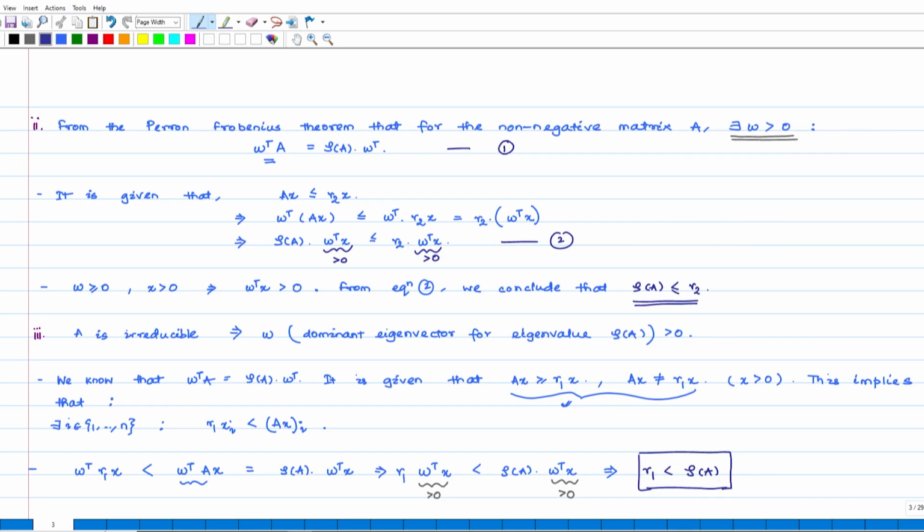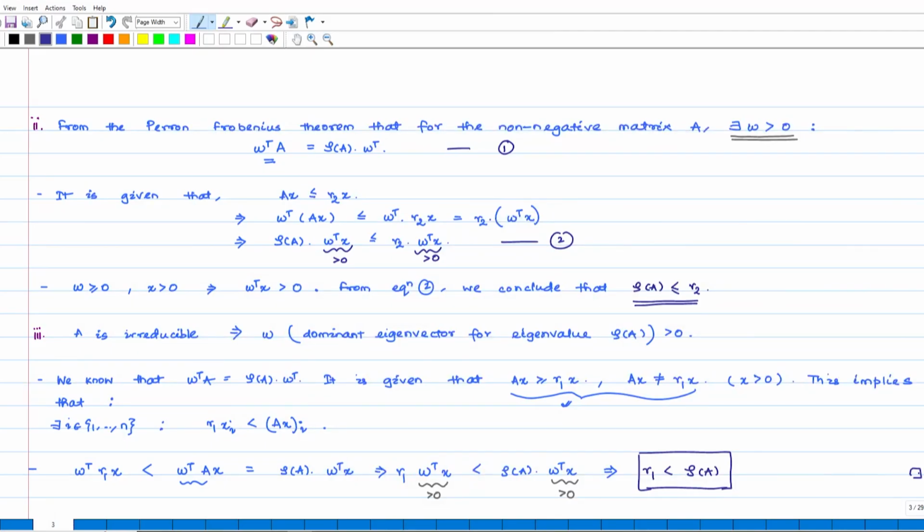In a similar manner, we can extend the proof to obtain the upper bound of the spectral radius as well. This is a very important result. It helps us to know precisely what the bounds of the spectral radius of a given matrix A could be. Now, we will look at some more interesting properties associated with non-negative matrices.